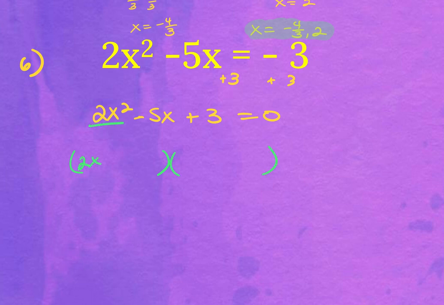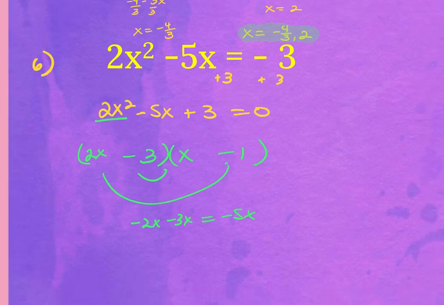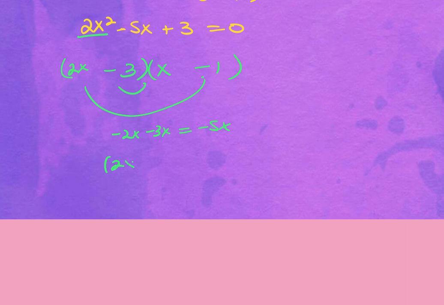2x squared would be 2x and x. And then 3, the only options for a positive 3 that result in a negative in the beginning is negative 1 and negative 3. Do outer and inner here, negative 6x minus 1x, that's negative 7. Doesn't work, so we switch these. 3 and 1, and there I get negative 2x minus 3x, which is the negative 5x. So I know that's the combination that works.